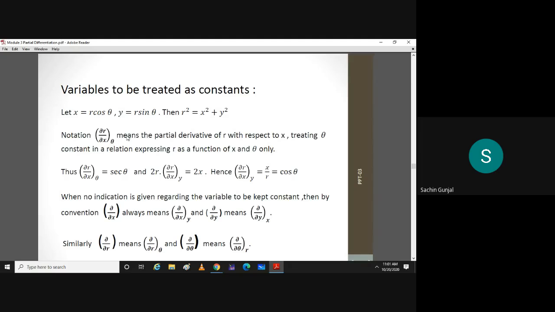Okay, so if I ask you what is ∂r/∂x suffix y, suppose I have given you x is equal to r cos theta and y is equal to r sin theta, and I ask you to find out ∂r/∂x suffix y, means what? Find derivative of r with respect to x treating y constant. That means I need to find out relation between r, x and y first of all, and then I differentiate it with respect to x treating y constant. So tell me ∂r/∂x treating y constant.